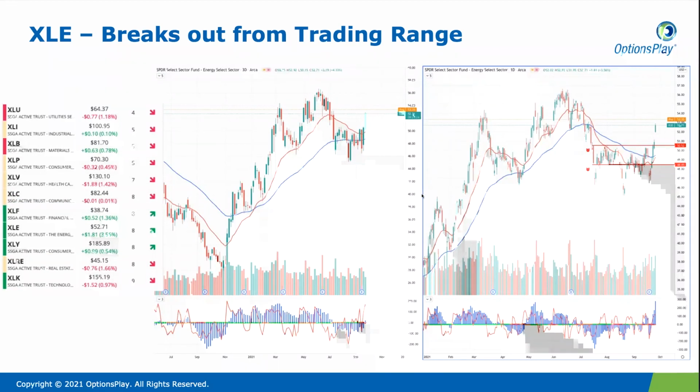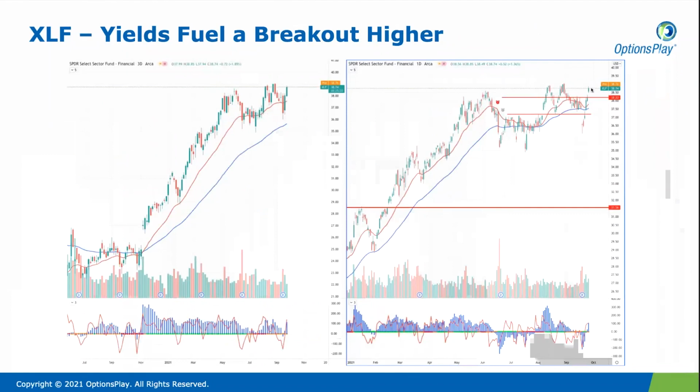So taking a look at some of the sectors that I think are worth paying attention to, energy, like I said, breaking out from its trading range. It's been in this range for quite some time. We finally broke out from the upside of that range. So this really puts energy in potential contention back towards 56 for XLE. We have financials that has broken out higher from its trading range, about to retest its all-time highs around 38 or so, almost 39.